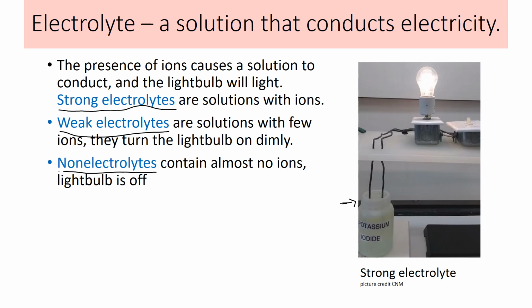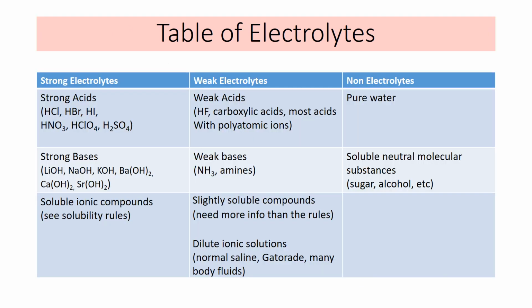So we can put different substances in these categories. So here's a table of electrolytes. What are the strong electrolytes? Strong electrolytes are things that create a lot of ions. So strong acids do, strong bases do. And we saw that because they're completely ionized. So if you put them in water, you get a lot of ions. The other kind of compound is soluble ionic compound. So if you put salt in the water, it will have ions in it and it will conduct a current. So these are the things that make strong electrolytes.